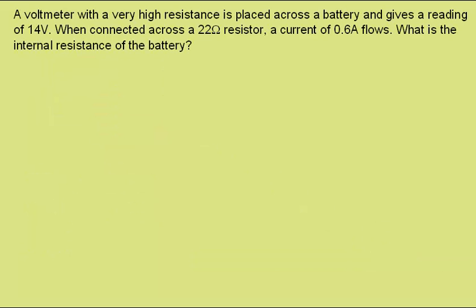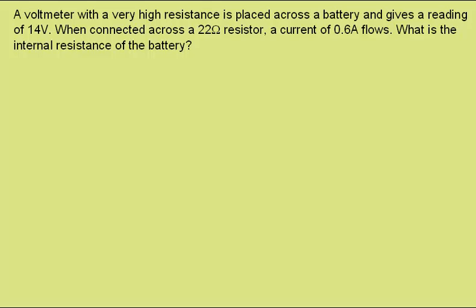Let's look at a simple problem. A voltmeter with a very high resistance is placed across a battery and gives a reading of 14 volts. When connected across a 22 ohm resistor, a current of 0.6 amps flows. What is the internal resistance of the battery?